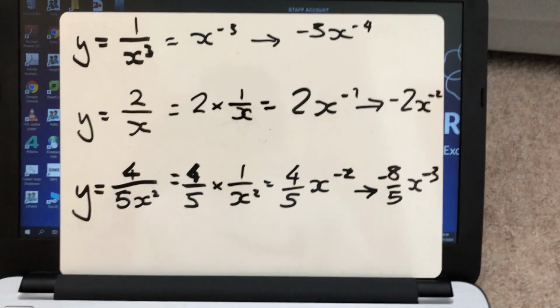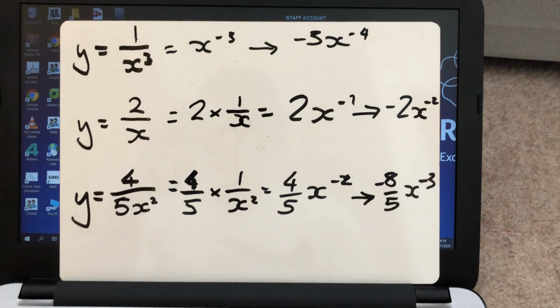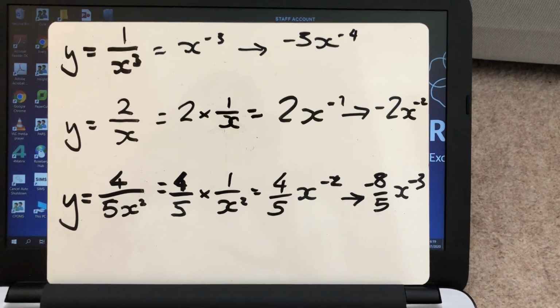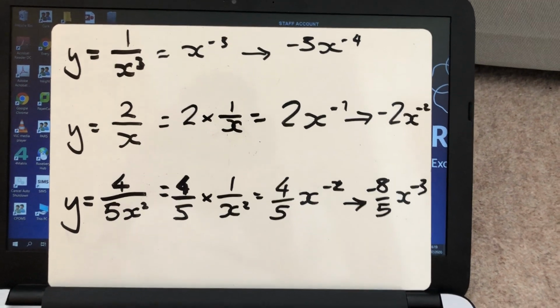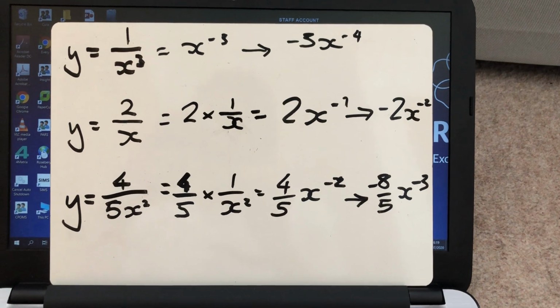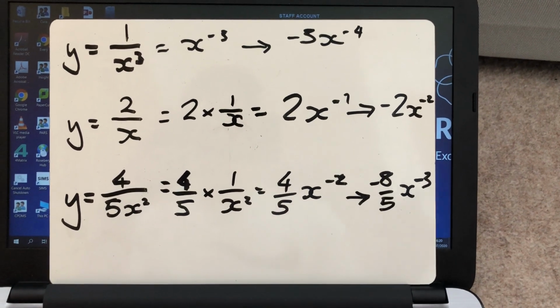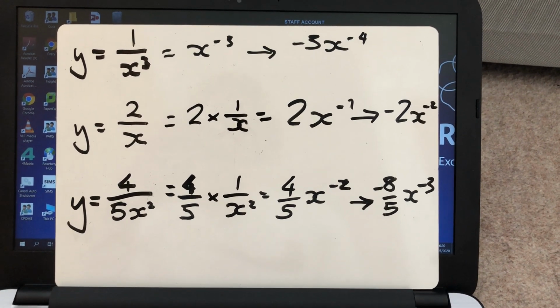So that would be the differentiation at the end, but initially, you've just got to make sure, especially with that bottom one, that you separate it into 2 fractions, change the 1 over x squared into x to the minus 2, and then differentiate from there. Okay, I hope that helps.